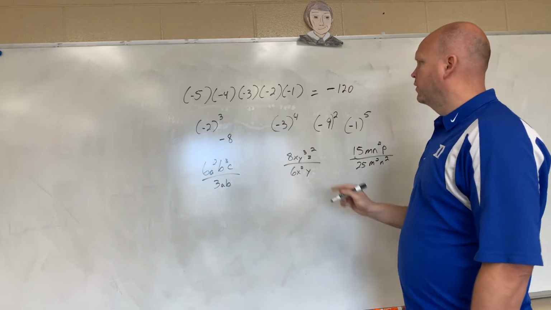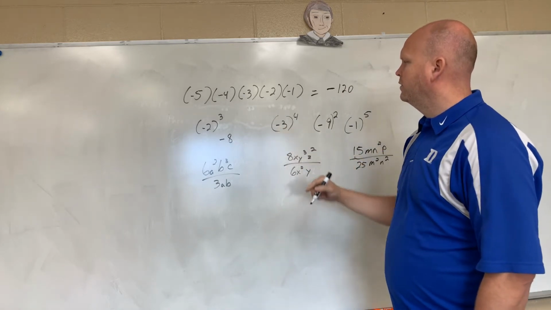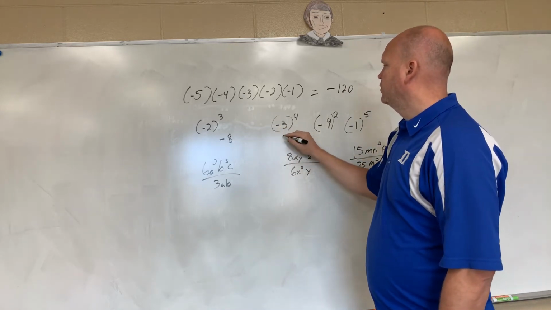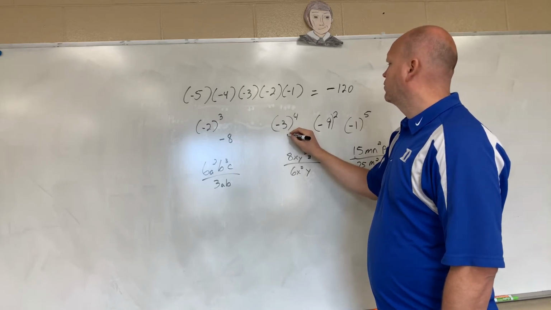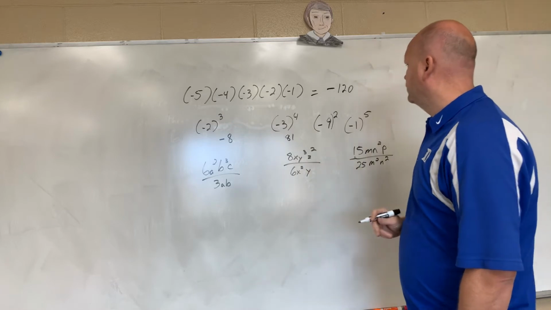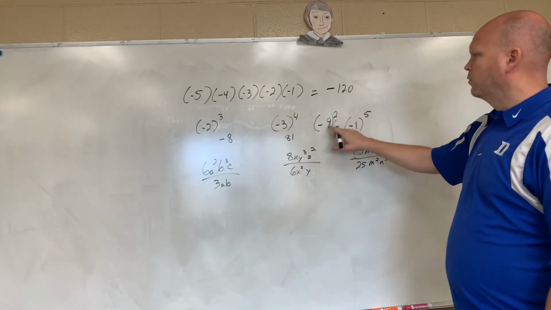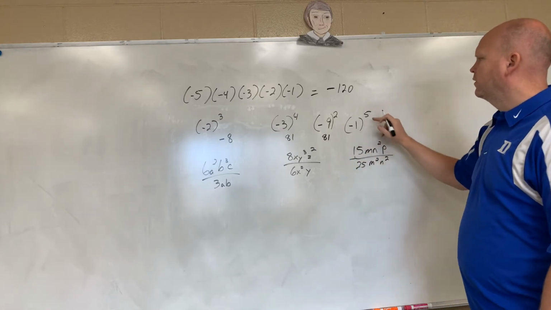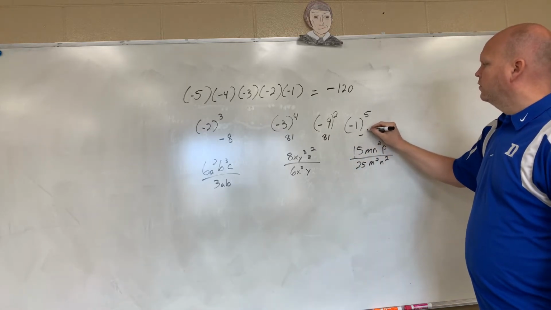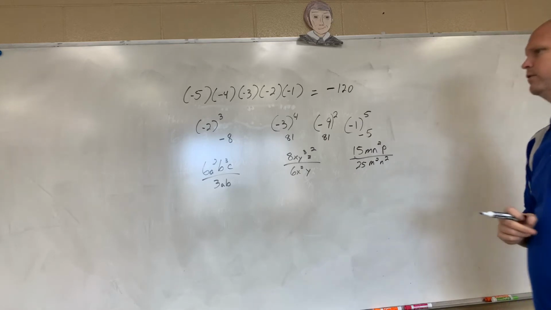Here, we know that our answer is going to be positive because we're going to have an even number. We're going to have 4 negative symbols. So 3 times 3 times 3 times 3 is 81, so just a positive 81. Here we're going to have an even number, so 9 squared is 81. And here we're going to have an odd number, so negative 5.